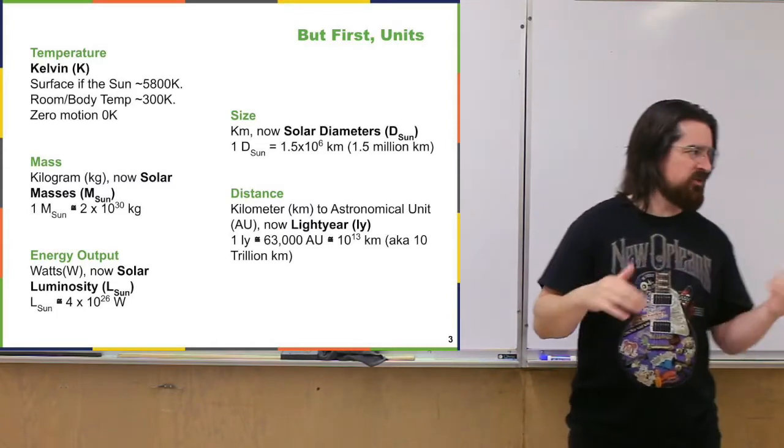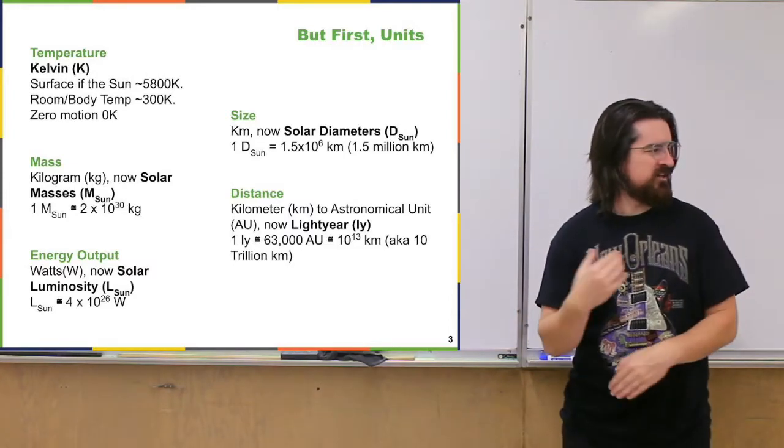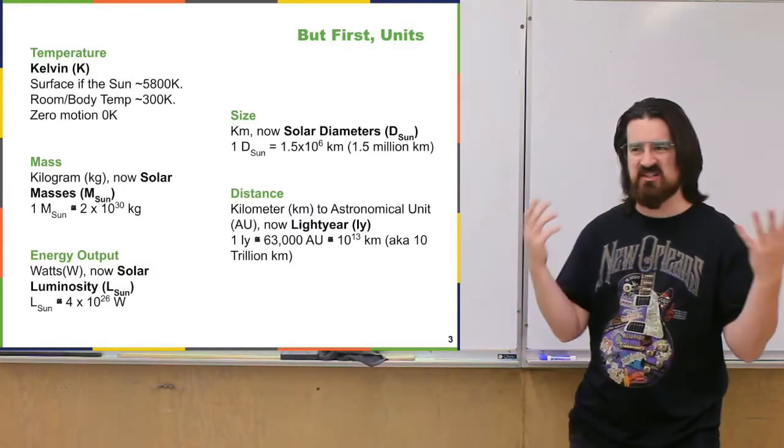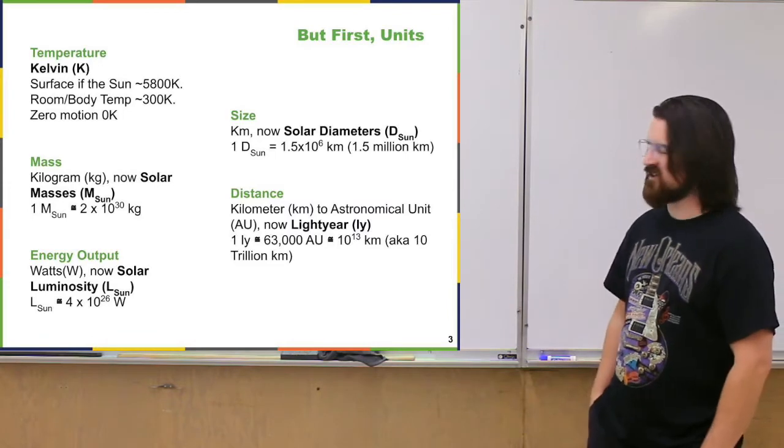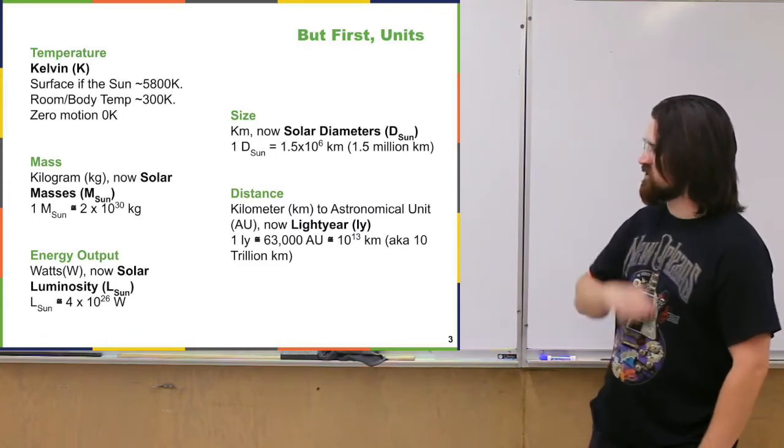There's also something called a parsec. I think I'm going to just stick with light year. A parsec is like 4 light years or something like that, so they're really not that different. We're going to try to stick with light years.